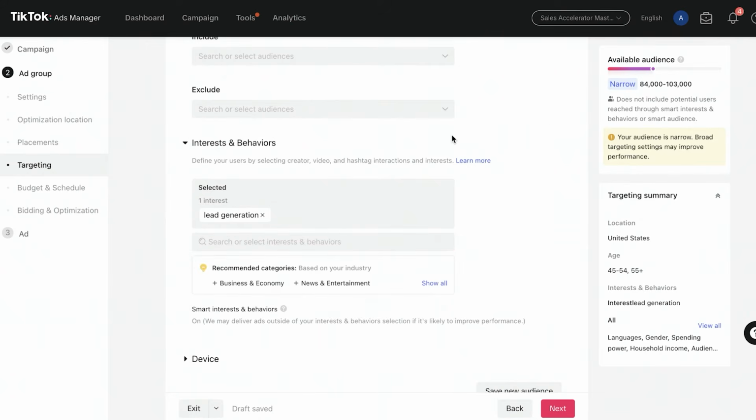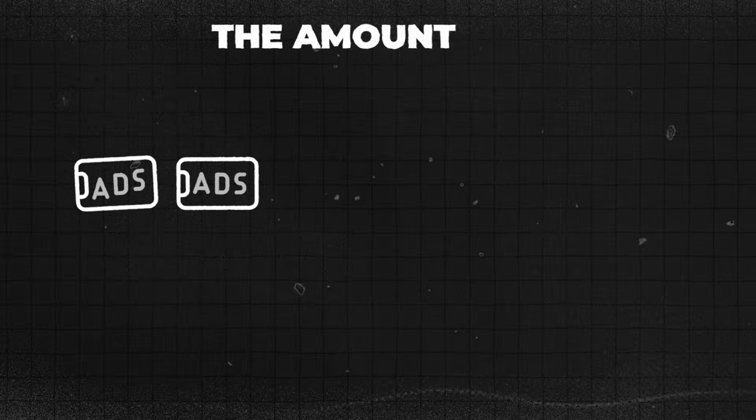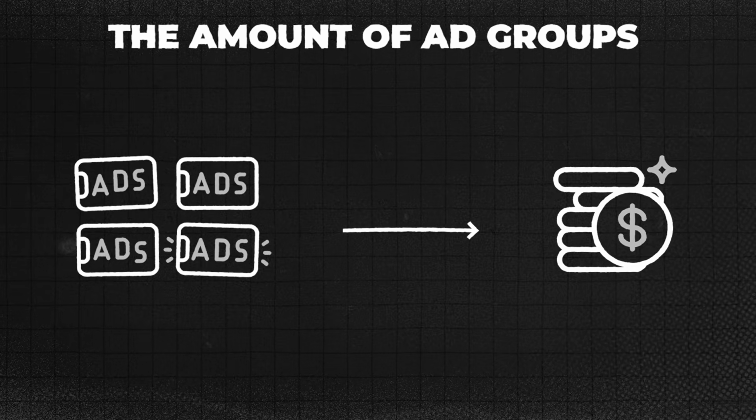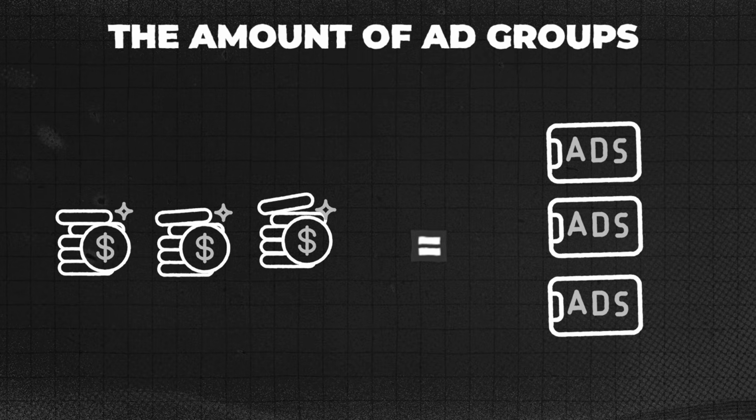So again, you just want to point TikTok in the right direction and you want to have 3 different ad groups. And if your budget is more than $100 a day, let's say it's $200 a day, then you could stretch this to maybe 5 different ad groups. So the amount of ad groups you have really just depends on your budget. The bigger your budget, the more ad groups that you can test.